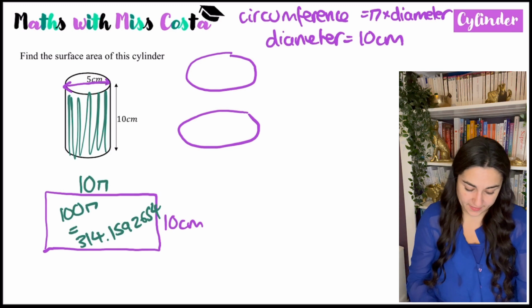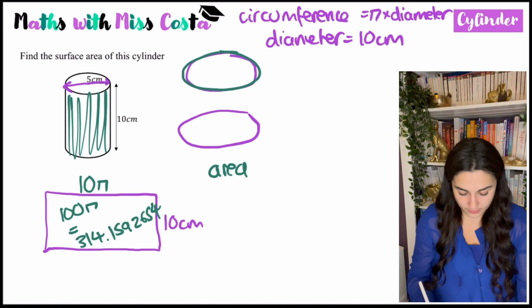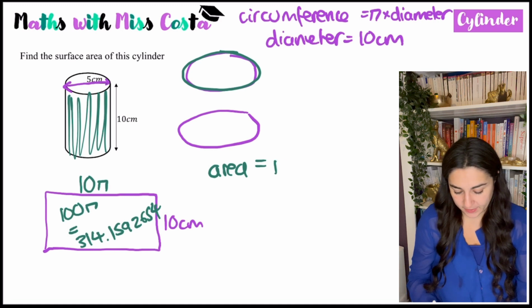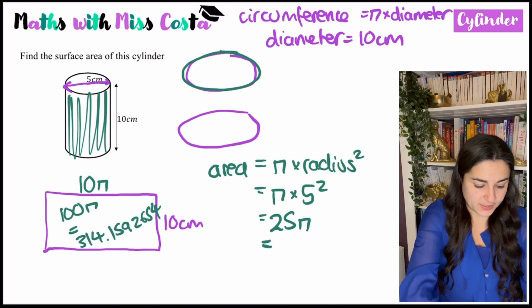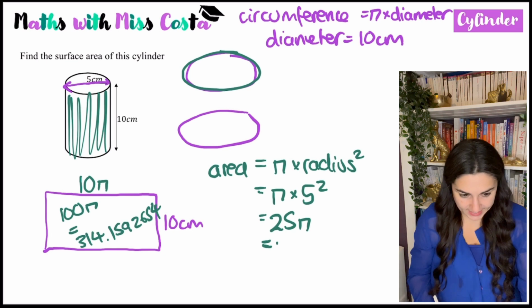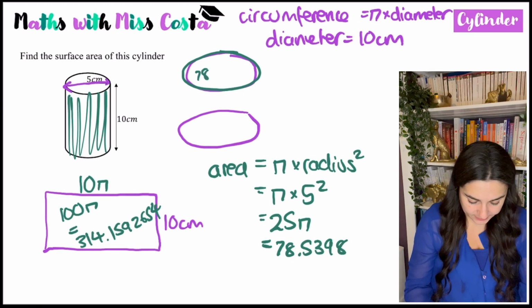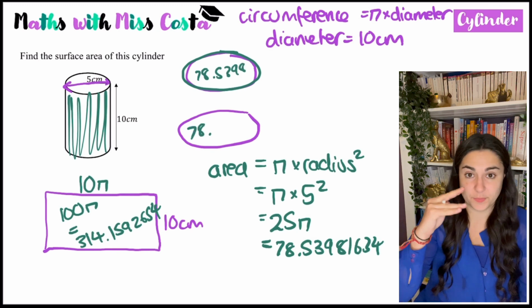And then I need to work out the area of the circular bits. So how do you work out the area of a circle? The area of a circle is pi times radius squared. The radius is 5, so that would be pi times 5 squared, which is 25 pi, which is, if you type it into your calculator, 25 pi is 78.5398. So each of these circles is going to be 78.53981634, and you've got two of them, the base, the bottom and the top part.